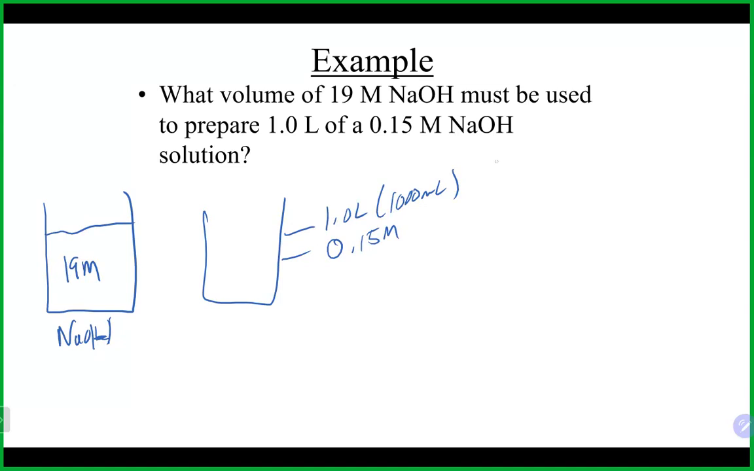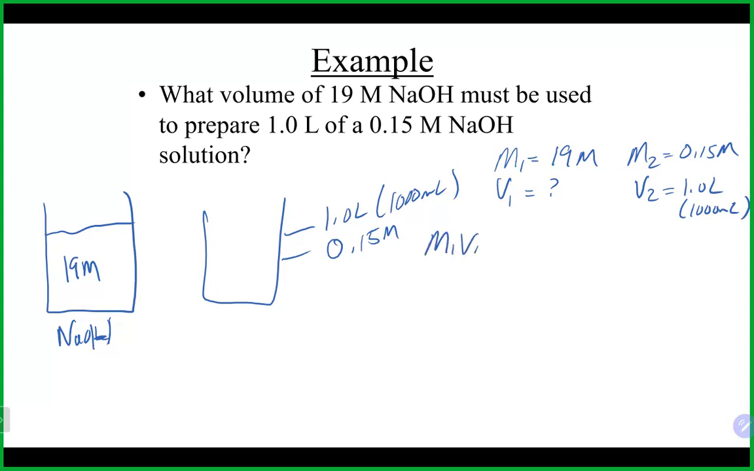We could list what we have. Usually the more concentrated number is our ones. And here we don't have V1. We do have M2, which is what we want to make. And here we have our V2, which is 1 liter or 1,000 milliliters in this case. So we do want to use our dilution equation here. M1 V1 equals M2 V2.